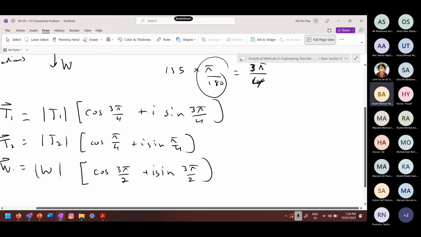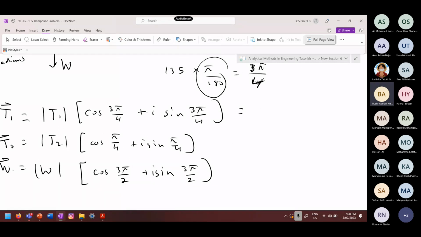Now you need to simplify them. Use the table that Dr. Ashabi gave you. 3 pi over 2, where is it? Okay, 3 pi over 4, you'll get T1. Cosine 3 pi over 4 is equal to -1 over square root of 2 plus sine. It's going to be the same, right?